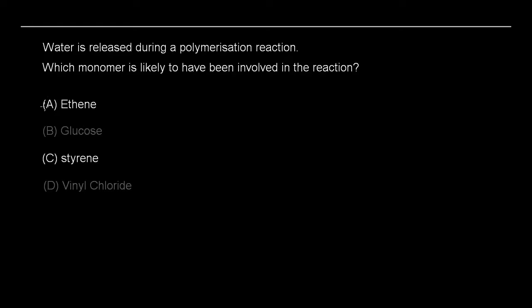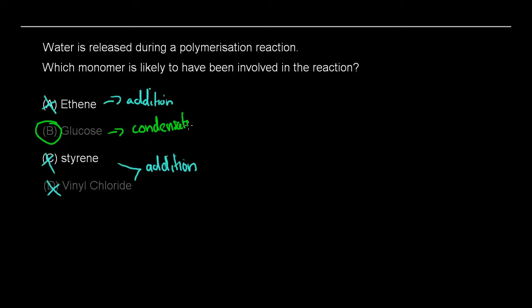Alright, so I'll answer the question. The correct answer was glucose. The reason why ethene is wrong is that ethene is usually to do with addition polymers. In addition polymers, there's nothing lost, no water molecules lost, only things gained. Same thing with styrene as well. Styrene and vinyl chloride are all examples of addition polymers, and in addition polymers you have no water being lost, whereas glucose is an example of a condensation polymer. In a condensation polymer, we usually lose a small molecule, and in the case of glucose, it's a small water molecule.